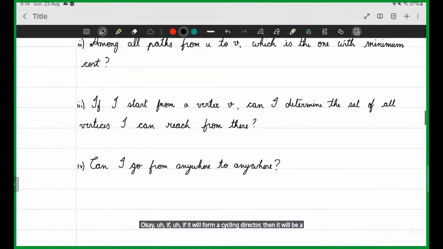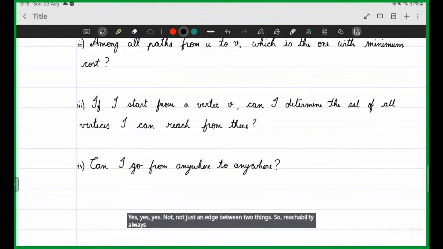So you just consider for every pair of points, if I want to go from city A to city B, am I guaranteed that there is a set of flights which allow me to do this? Sir, is it considering the hop, meaning the intermediate stop? Yes. Not just an edge between two things. So reachability always means, does there exist a path, which is a sequence of edges, starting from one vertex, ending at another vertex.